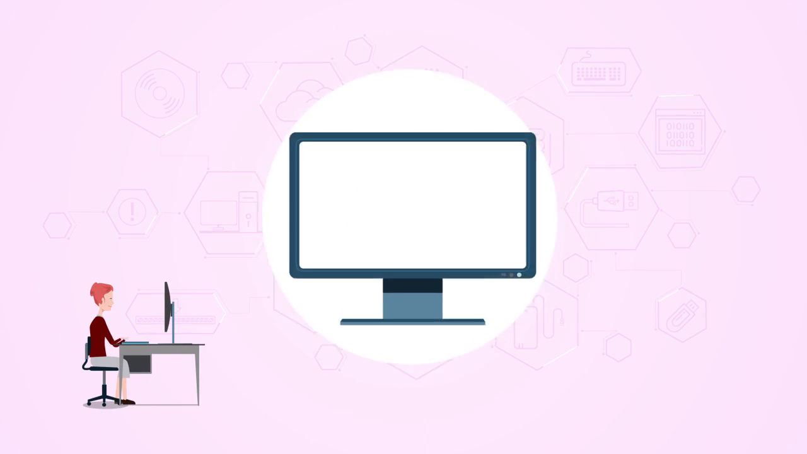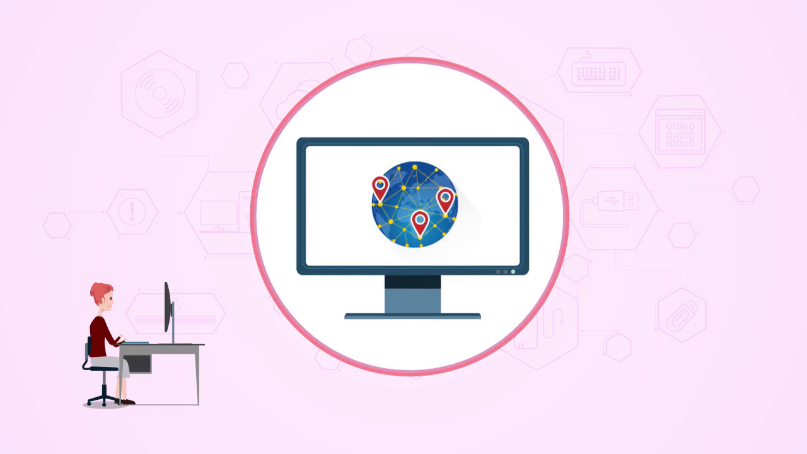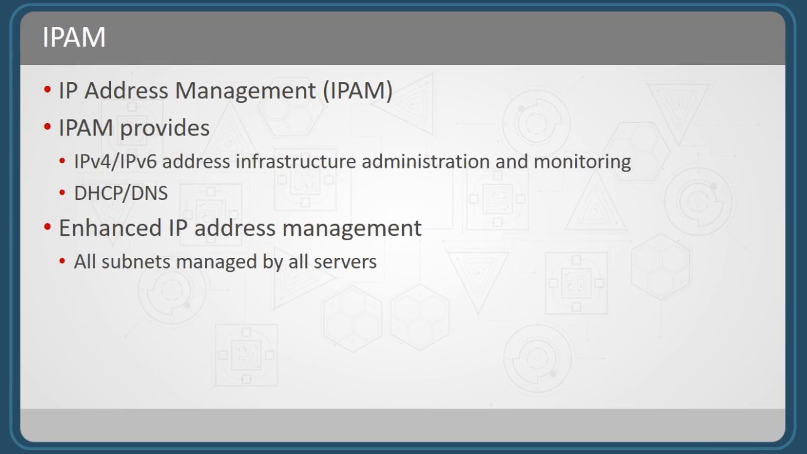Now, in this presentation, we'll take a look at IPAM, or IP Address Management. And this is a service that provides IP version 4 and 6 address infrastructure administration and monitoring. Now, that's actually a key word, the infrastructure, and I'll clarify that in a moment. But what it is you are managing are your DHCP and or DNS servers themselves. So it offers enhanced IP address management. Effectively, all subnets that are managed by all servers can be managed by IPAM. So that's what I meant when I said infrastructure is the key word here.